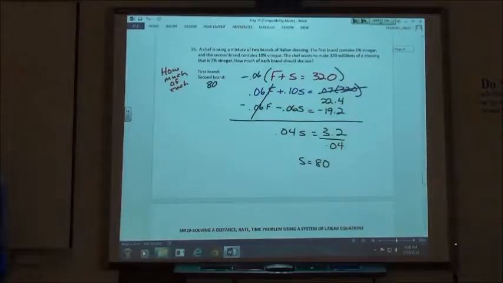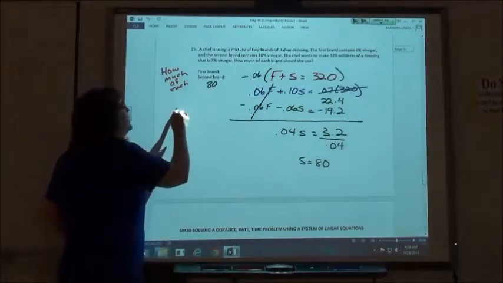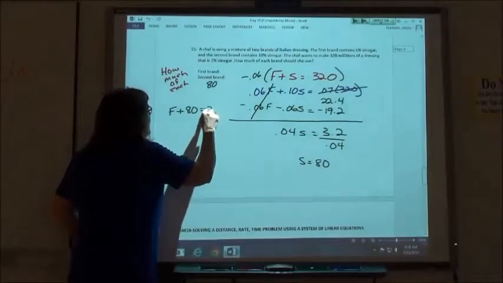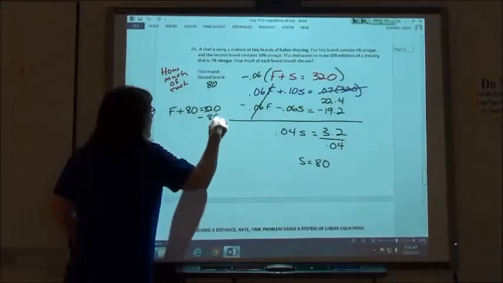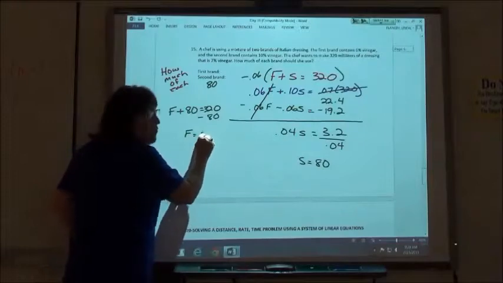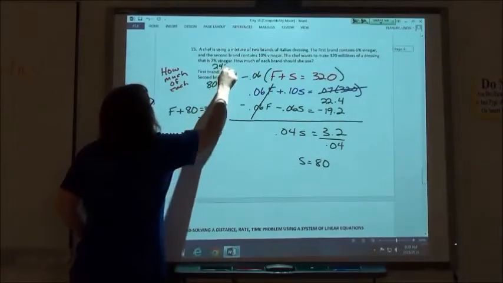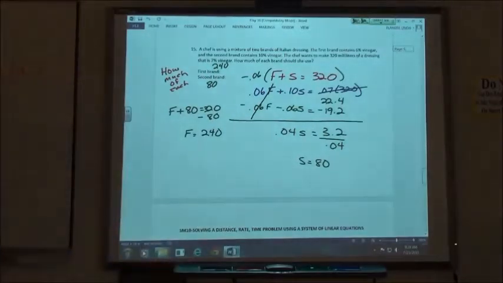How much of our first are we going to use? 240. So 240 milliliters of the first and 80 of the second.